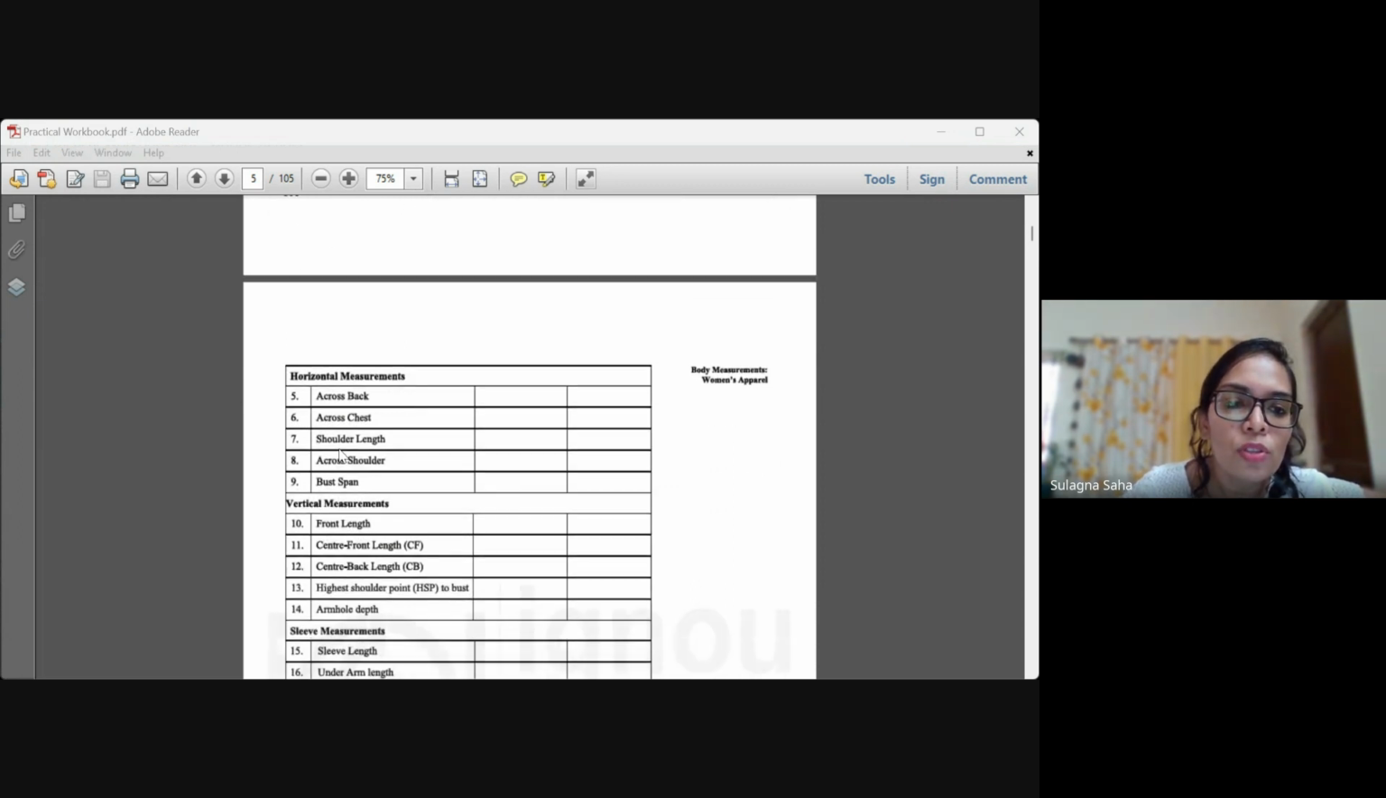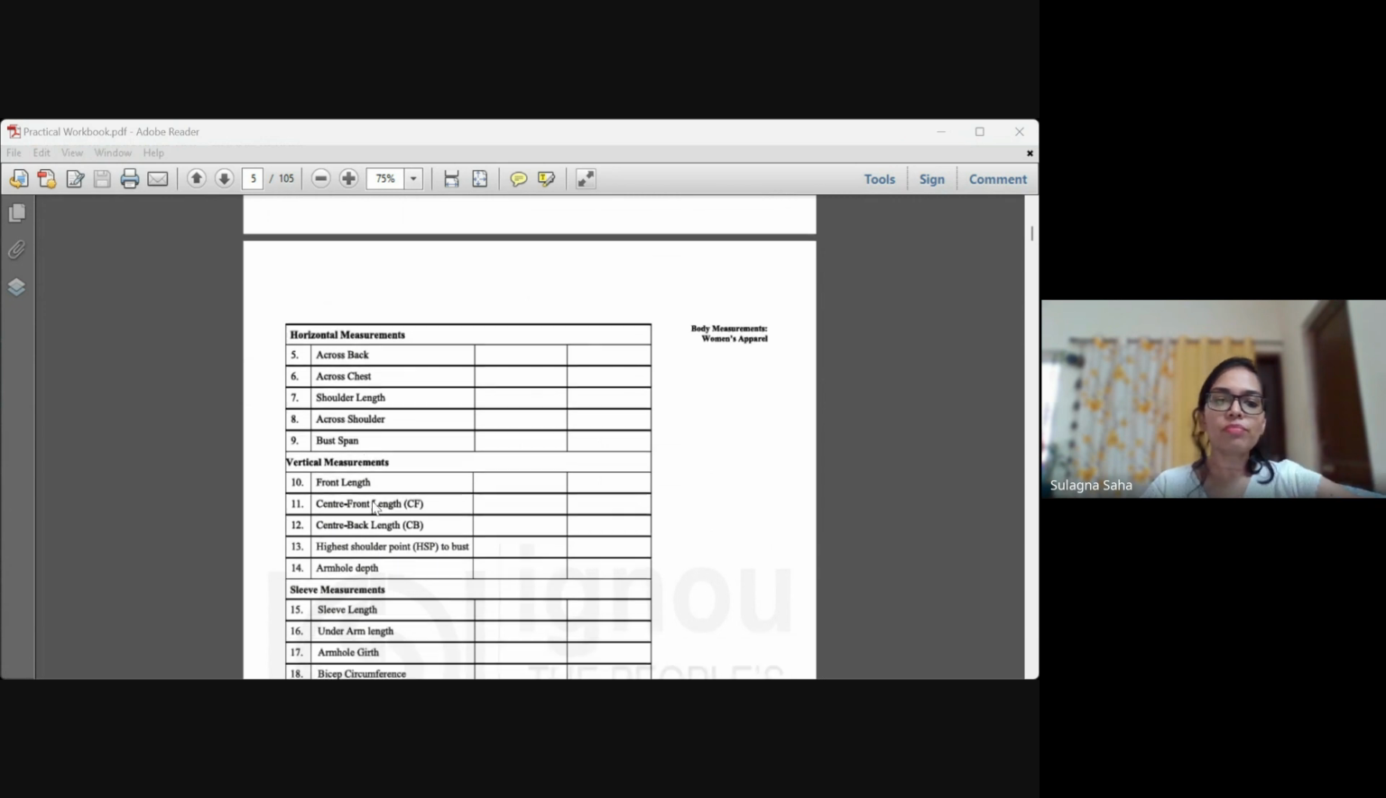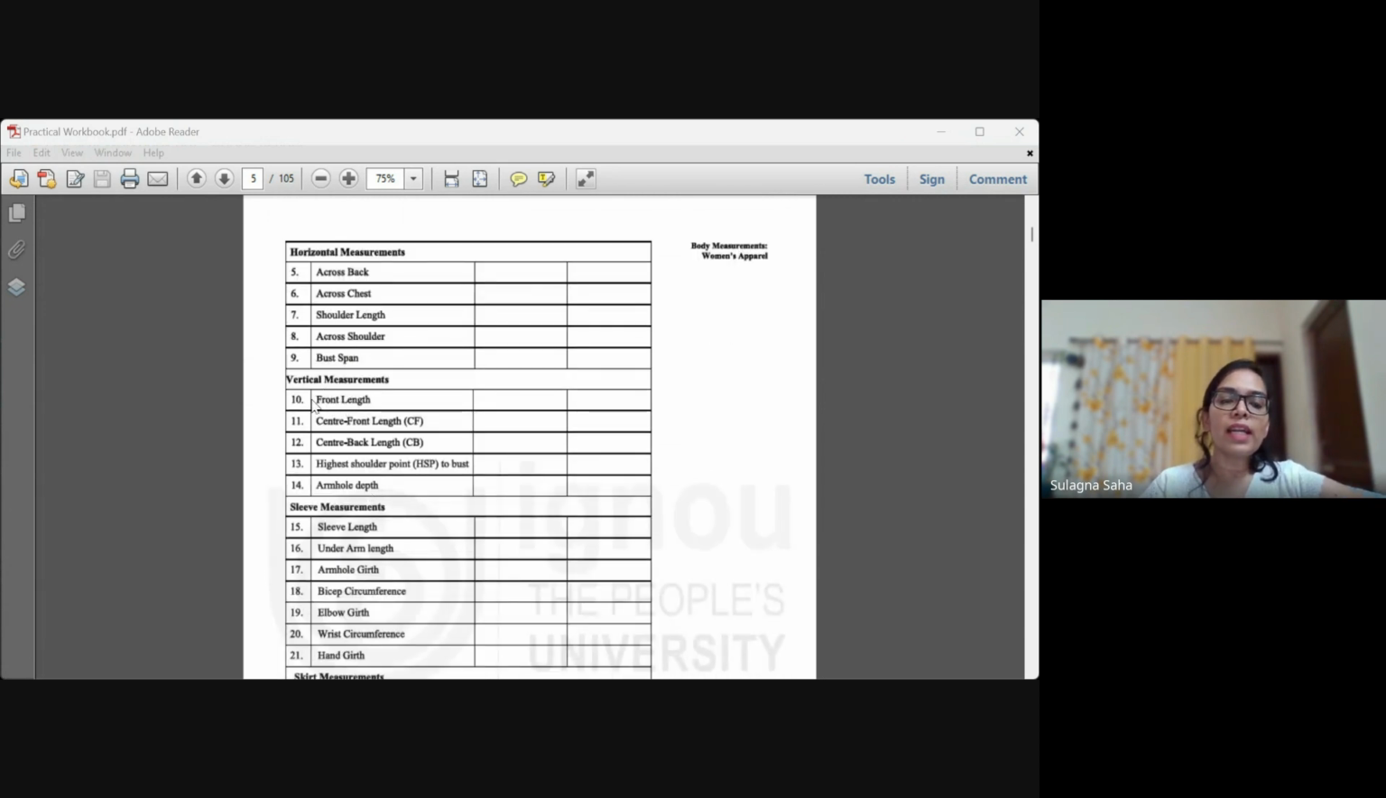Then we go to the horizontal measurements, wherein we have across back at the center of the armhole at the back, across chest, center of the armhole in the front, the shoulder length, which is from HSP to the lower shoulder point, the across shoulder from point to point, the bust span at the bust level from one side seam to the other side seam in the front. Then you have the front length. What is the front length?